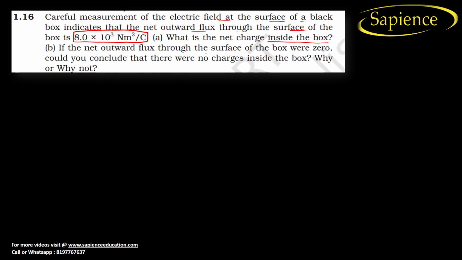And if the net outward flux through the surface of the box were zero, could you conclude that there is no charge inside the box? Why or why not? So again, pause the video and try to solve this type of problem on your own. I hope you have understood the question. So what they have given is the net outward flux through the surface of the box. So they have already given phi, that is, phi is equal to 8 into 10 to the power 3 Newton meter square per Coulomb, right?